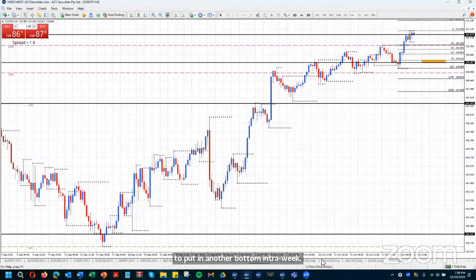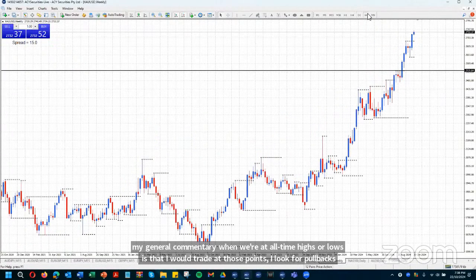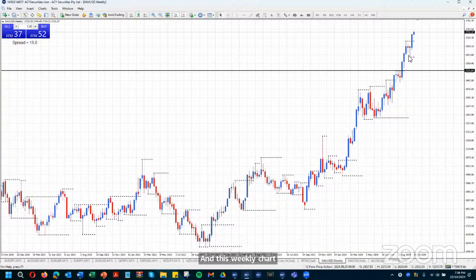All right, let's get into gold. Well, we're pretty much at the all-time high. So, you know, my general commentary when we're at all-time highs or lows is I don't trade at those points. I look for pullbacks. And on this weekly chart, we've just had a very minor weekly pullback, and off we go again. So there's a clear trend.